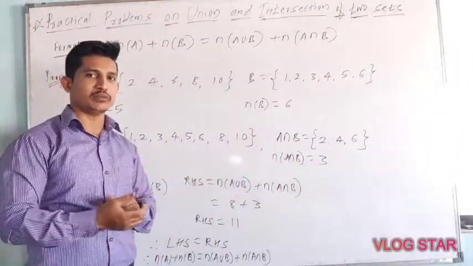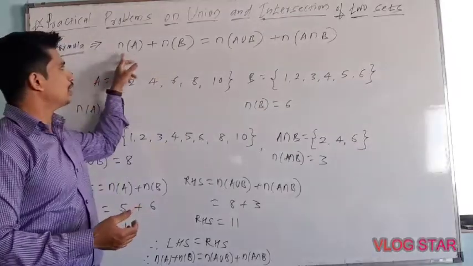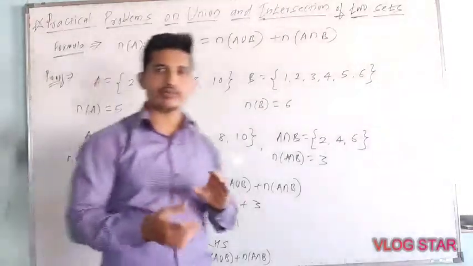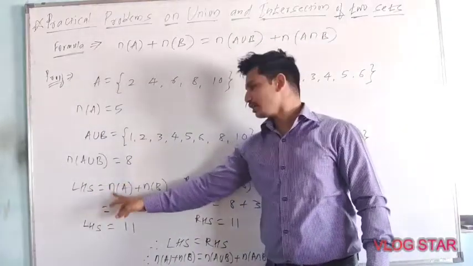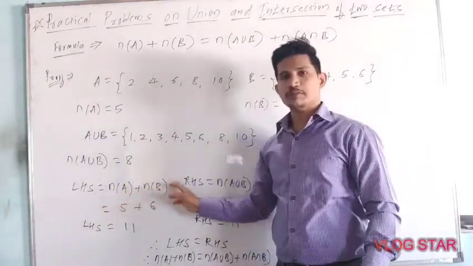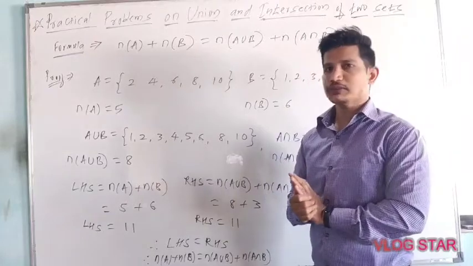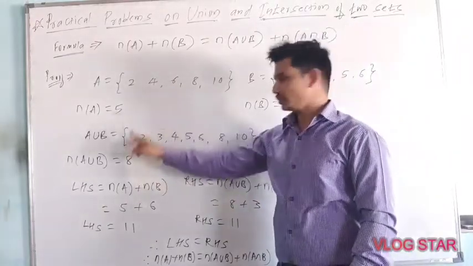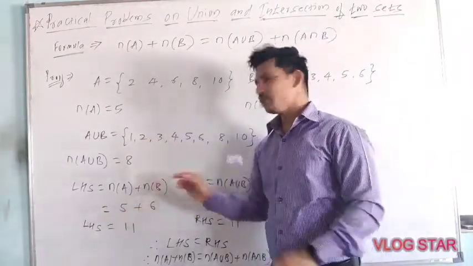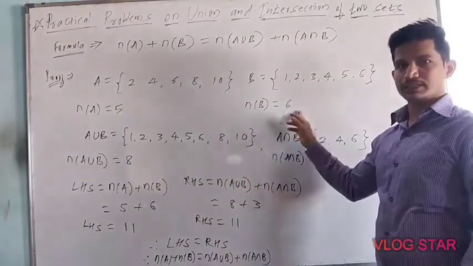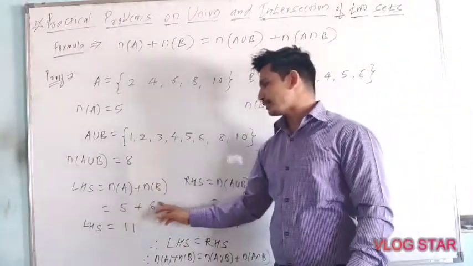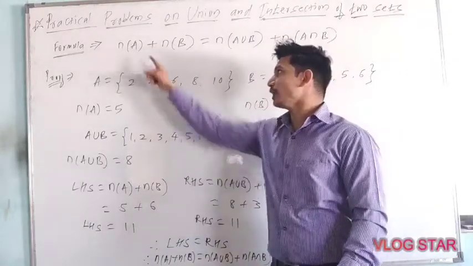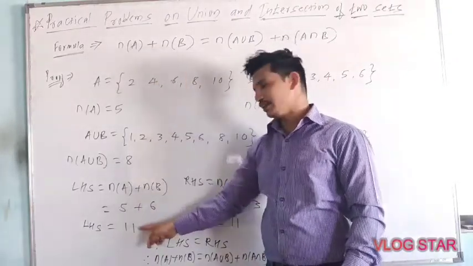Now let's prove the formula. LHS is what? n of A plus n of B. So I am finding LHS first. n of A is 5, so I wrote here 5. n of B is 6, so I got here 6. Okay, so 5 plus 6 is 11. So we got the LHS answer as 11.